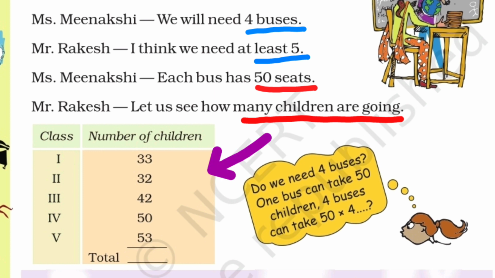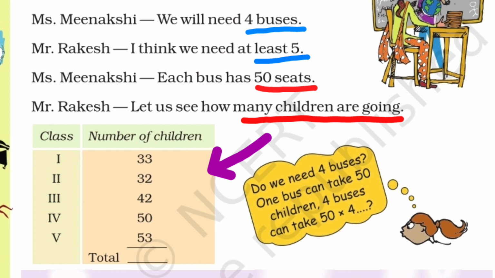From class 1, we have 33 children. From class 2, we have 32 children. From class 3, we have 42 children. From class 4, we have 50 children. From class 5, we have 53 children.